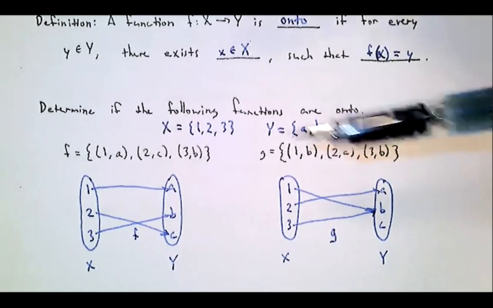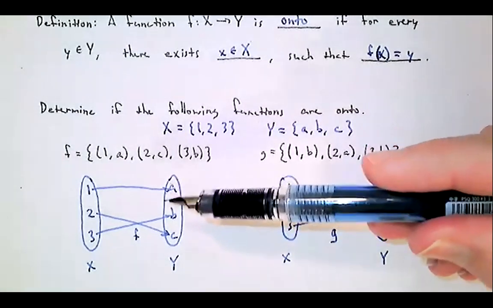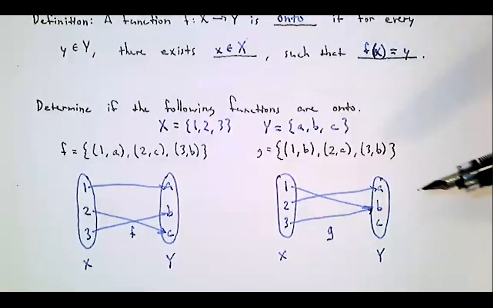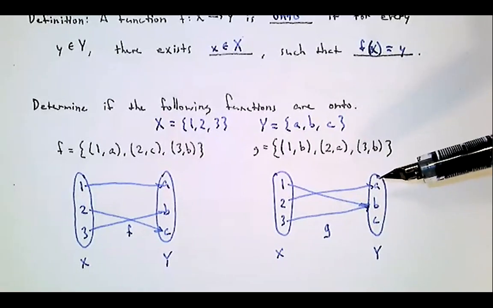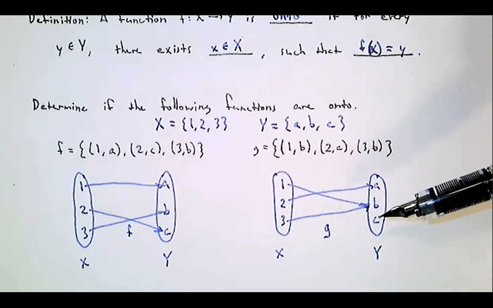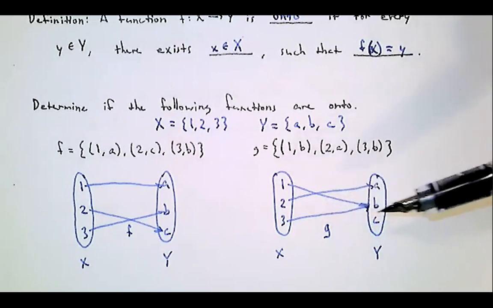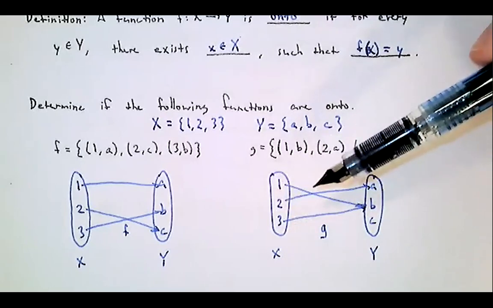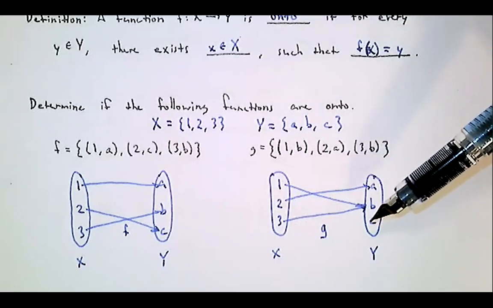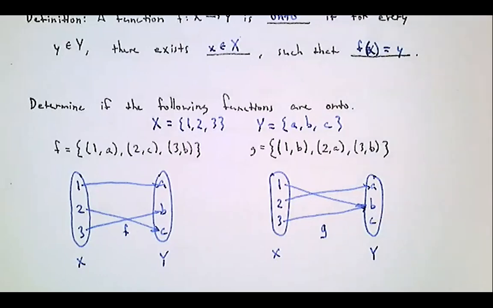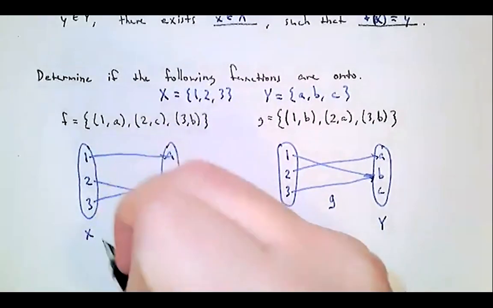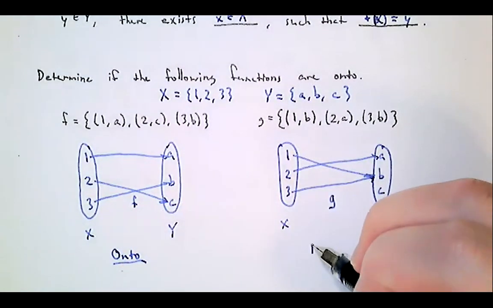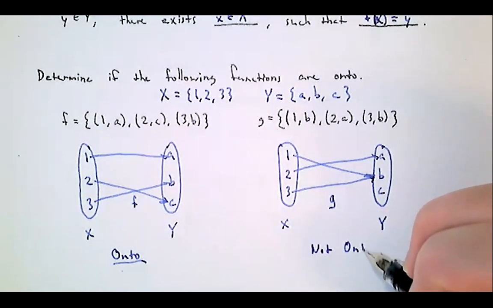Well, the biggest difference that I noticed right away is that every element over here in Y has an arrow pointing to it. And in this function G, we can see that C does not have an arrow pointing at it. So that means there's no input from my set X where the output is equal to C. So that means this first one is actually onto, and the second one is not onto.